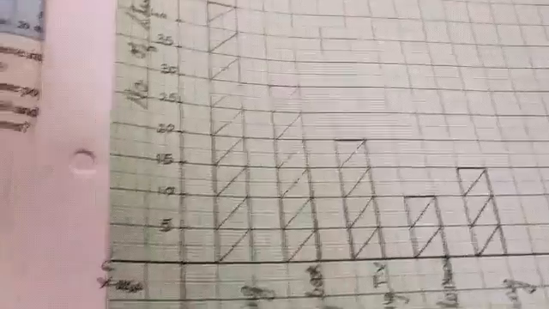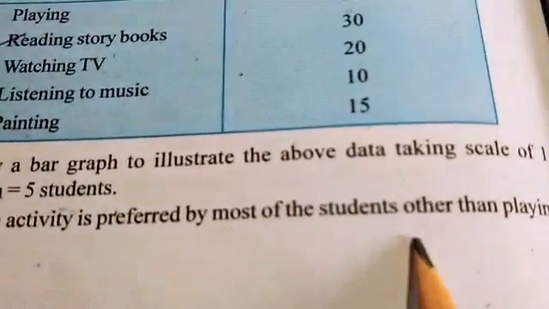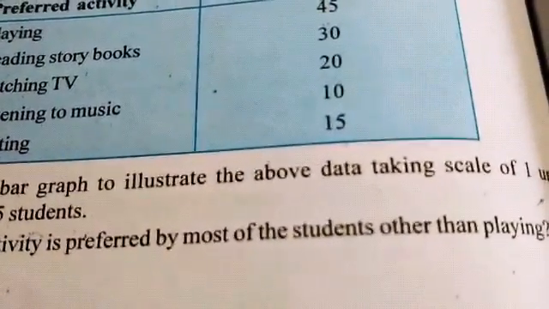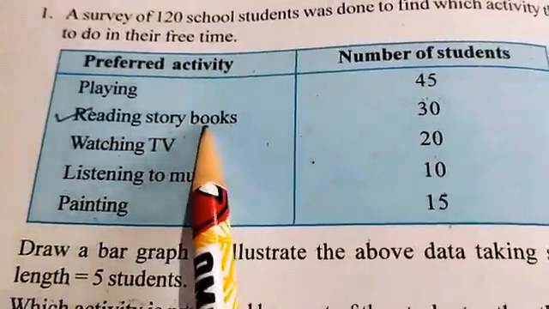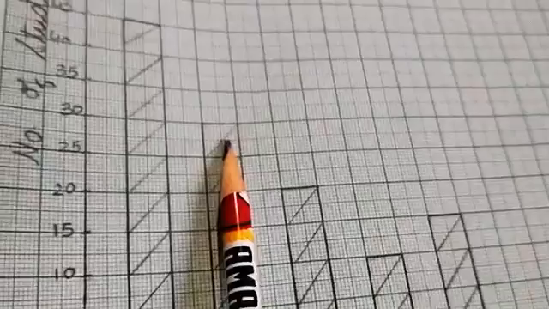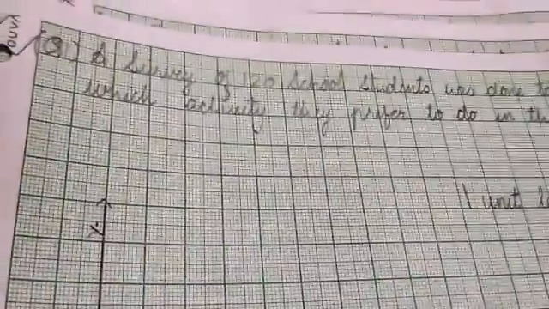Now there is one question. Which activity do most students prefer other than playing? Other than playing, which activity do they like? If you see, we can say reading story book. Just by seeing the graph, this is 45 and the biggest scale is 30. So we can say reading story book. So this is the completion of your question number 1.